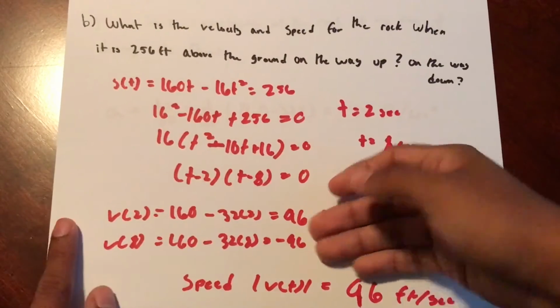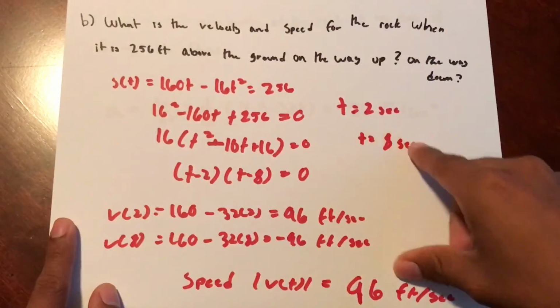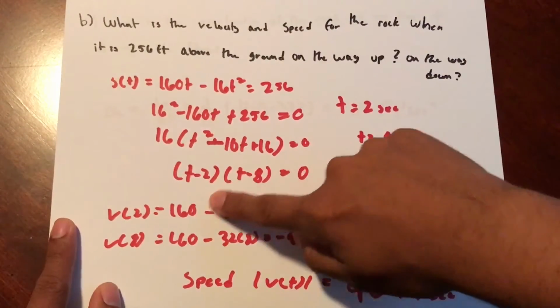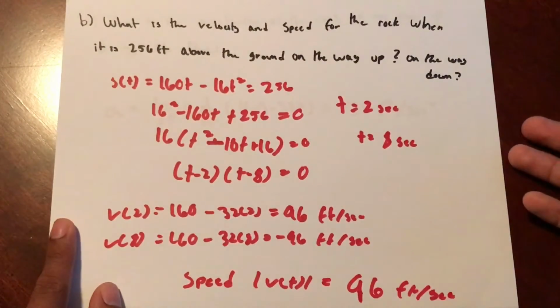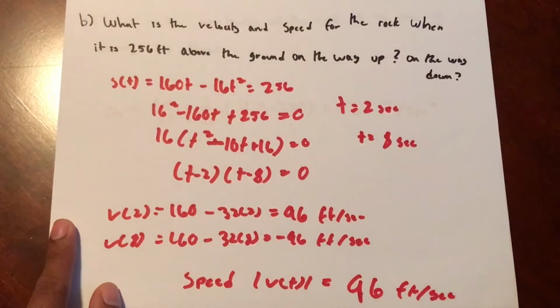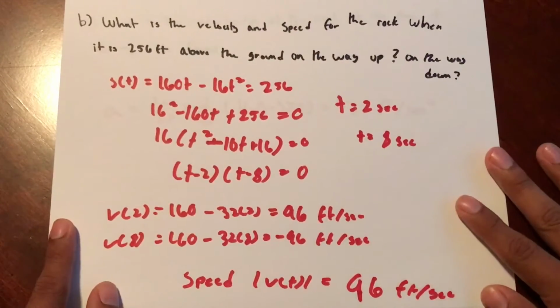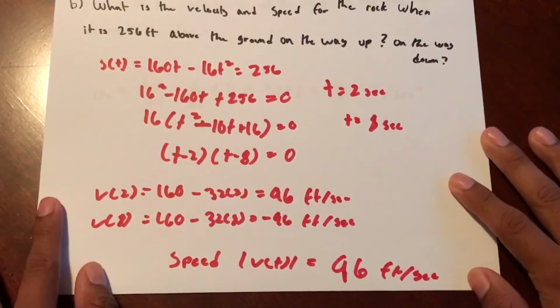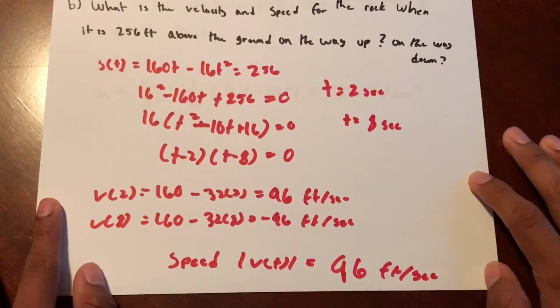Once we have that, since it's asking for the velocity and the speed, we plug in 2 and 8 into the velocity. So v of 2 is 160 minus 32t, which is equal to 96 feet per second. Next we plug in 8, which is v of 8 equals 160 minus 32 times 8, which is negative 96. And of course, the speed is the absolute value, so we put the absolute value in there, and then 96 feet per second is your answer.